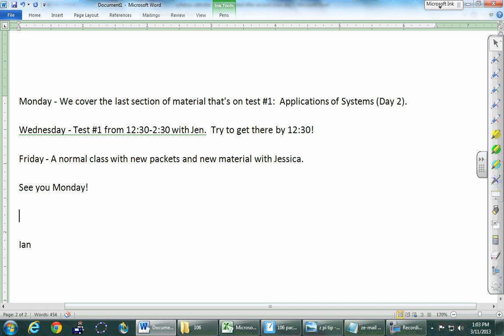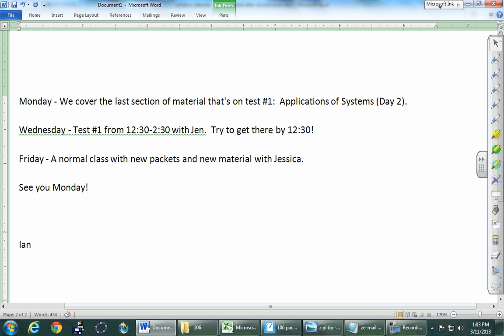Normally we do 12:10 to 2:10. Jen is able to do 12:30 to 2:30. So show up early if you can. I'll say that the test is a little bit longer than each of the quests have been. So you really do want to make sure you have as much time available to you as possible. So see if you can get here ready to go for a 12:30 start.